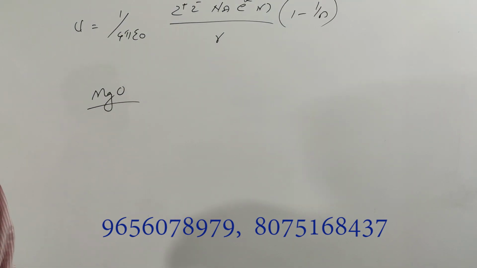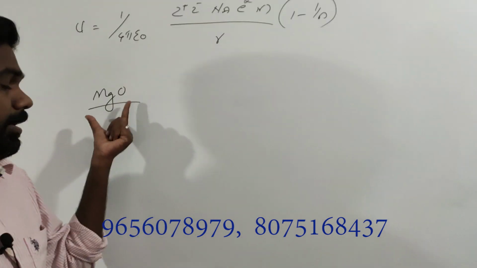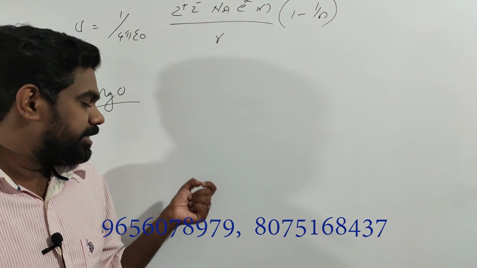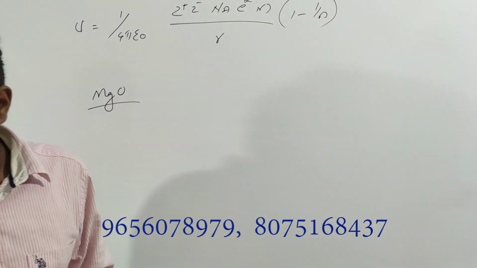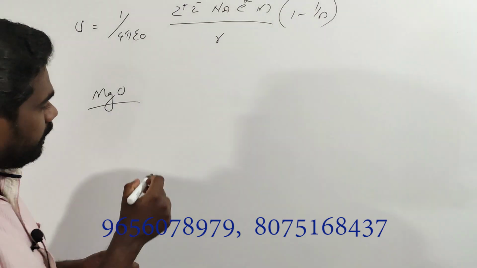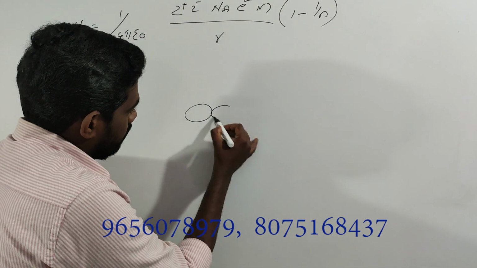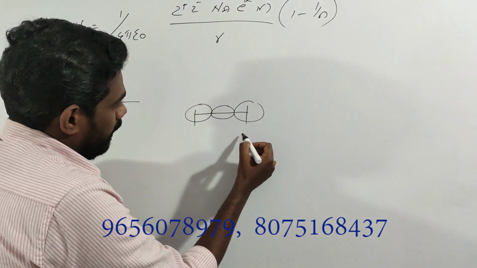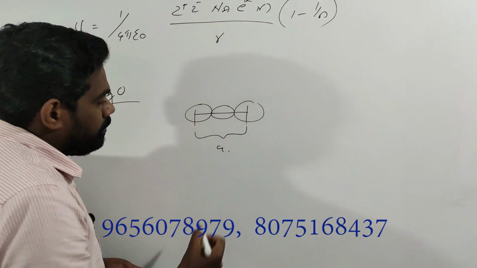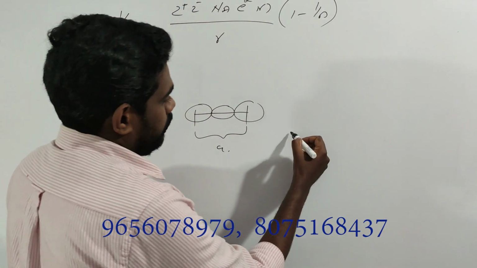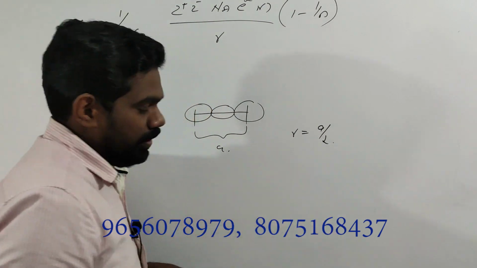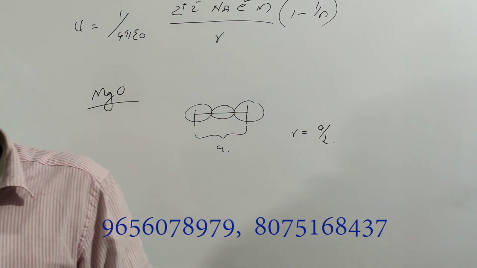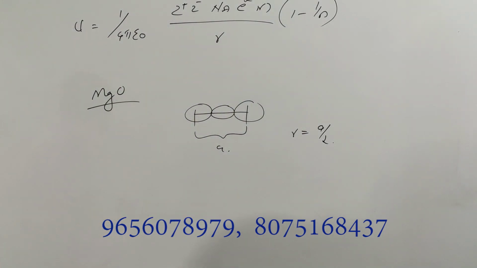R is the internuclear distance, so we should know the structure of MgO. In this case, MgO has a rock salt structure. The structure will be like this, with edge length A. So R equals A by 2. A is given, so we can find the value of R.